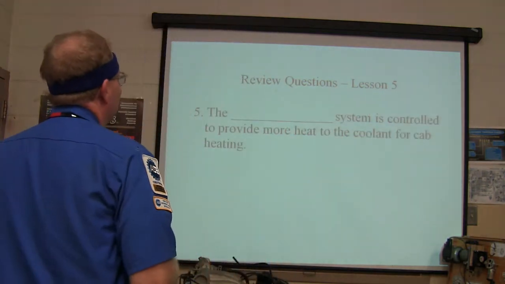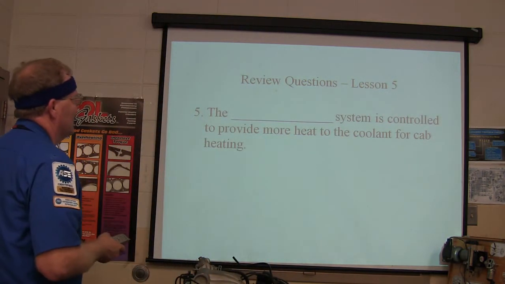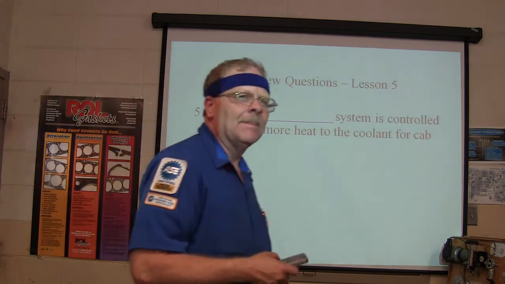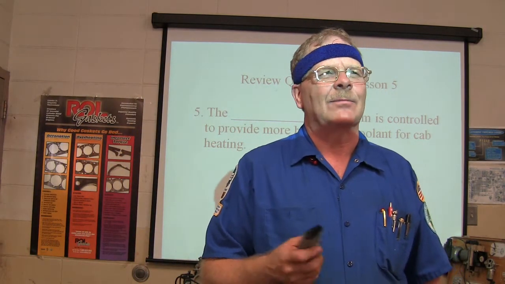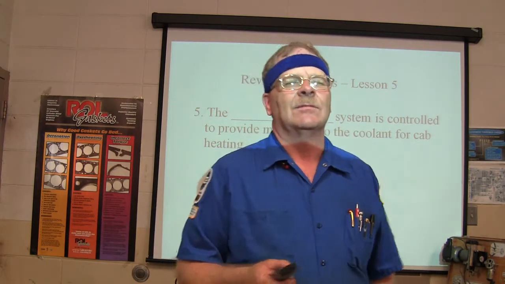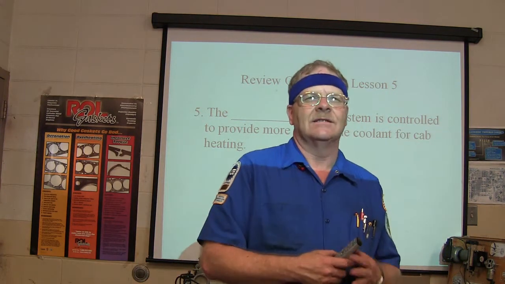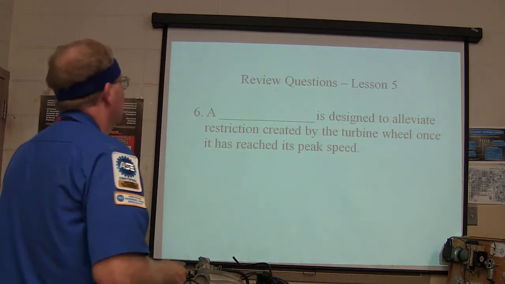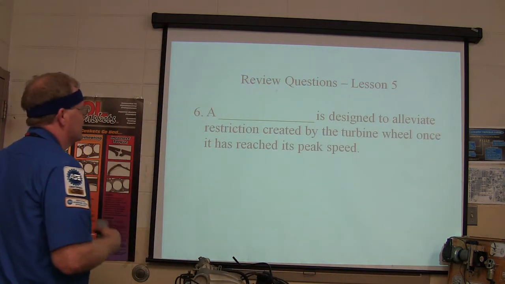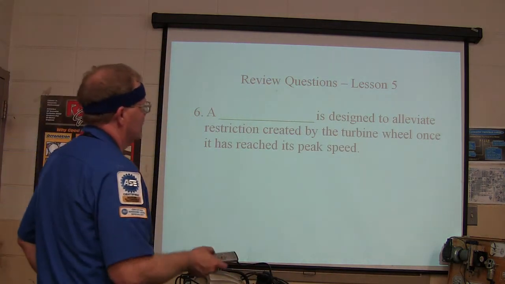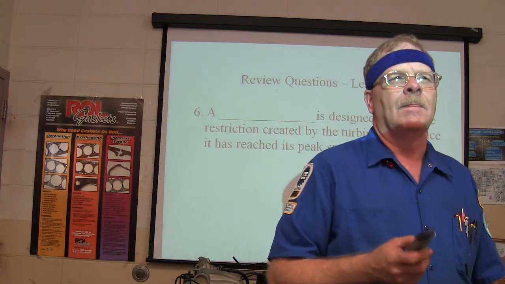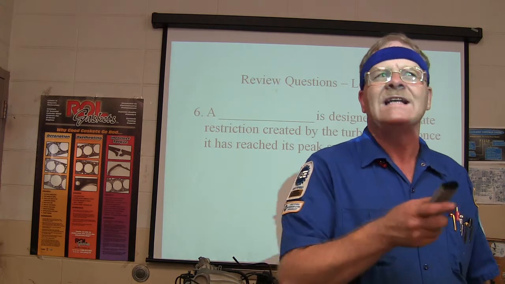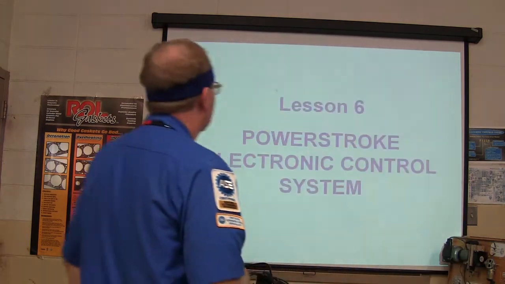That's not too complicated. The blank system is controlled to provide more heat for the coolant of the cab. That's the back pressure control system, isn't it? Remember that plate that closes the exhaust piston? Heat that up there. A blank is designed to alleviate restriction created by the turbine wheel once it has reached its peak speed, on the ones that have it. Waste gate. There you go.